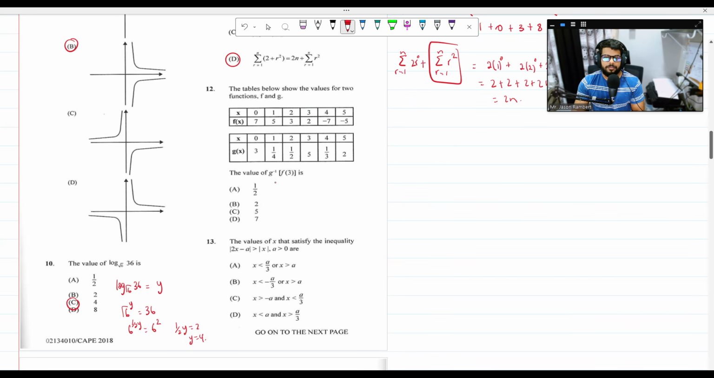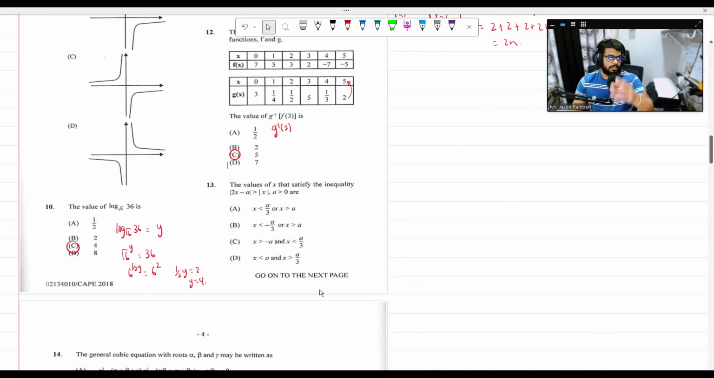So I'm looking for g inverse of 2. Not g of 2, eh? g of 2 gives me a half. g inverse of a half gives me 2. So g inverse of 2 gives me 5. This is a very common repeat question we have here.